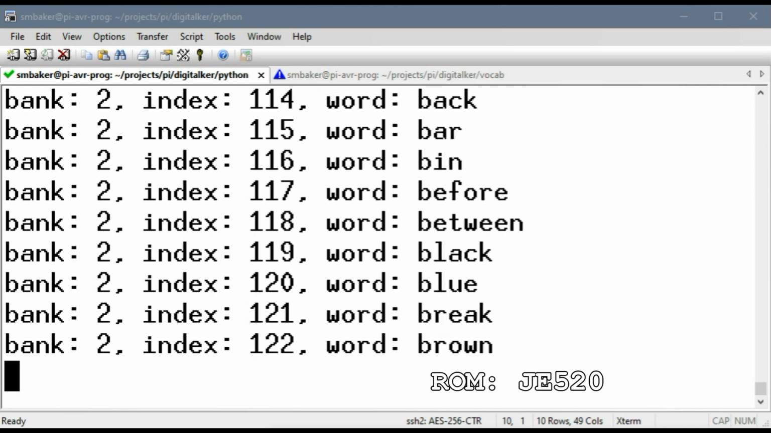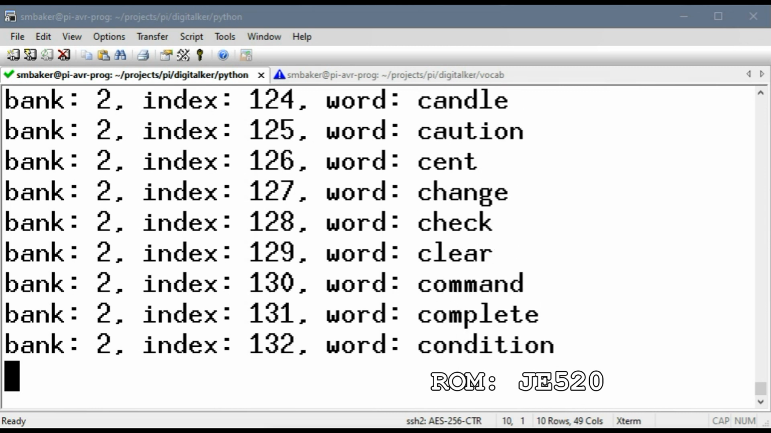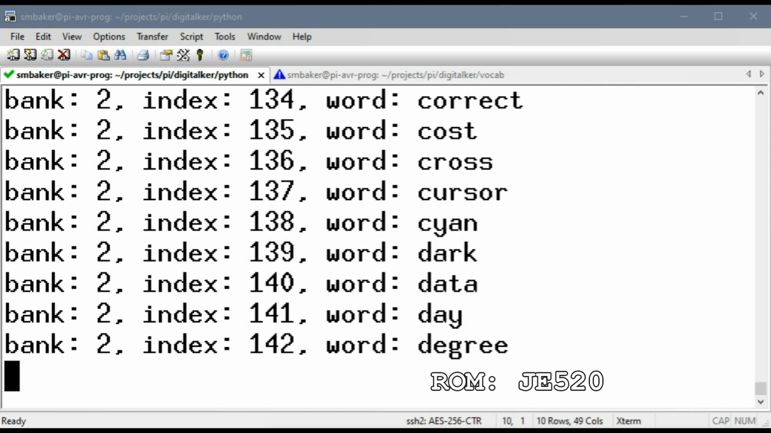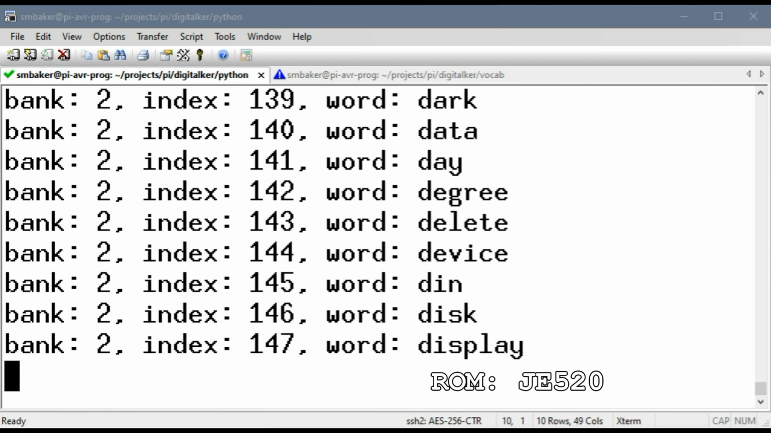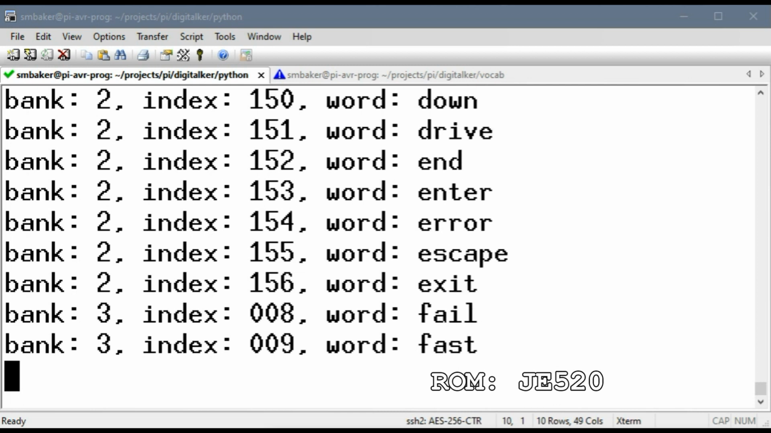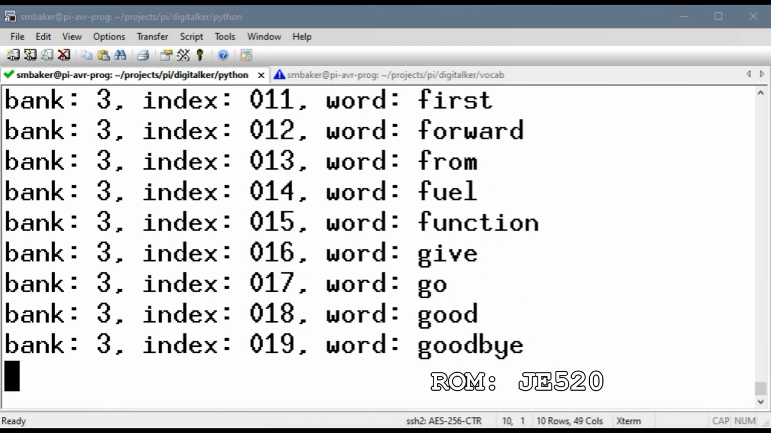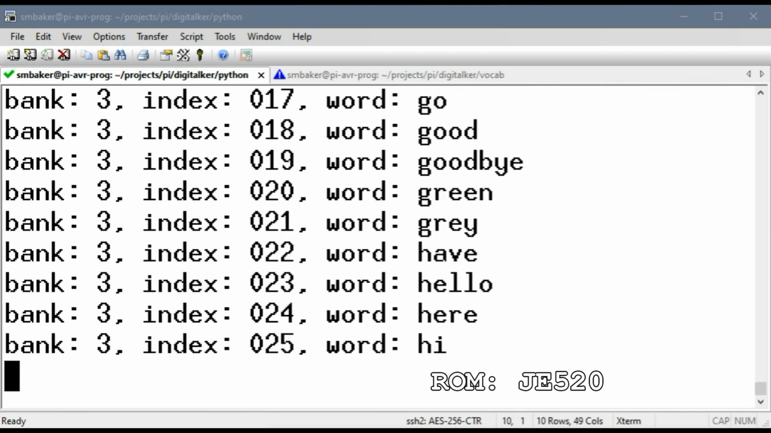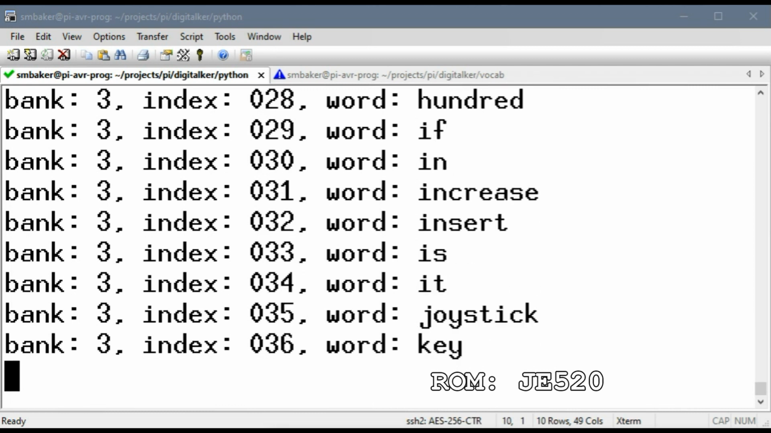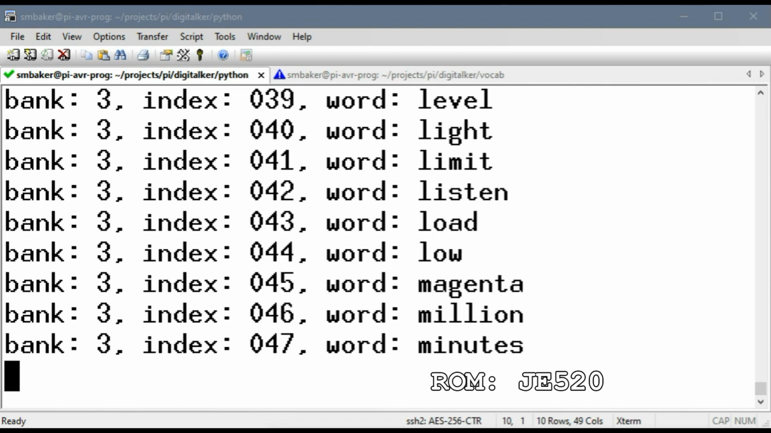Black, blue, break, brown, by, cancel, caution, sent, change, check, clear, command, complete, condition, control, correct, cost, cross, cursor, cyan, dark, data, day, decrease, delete, device, did, disk, display, don't, door, down, drive, end, enter, error, escape, exit, fail, fast, fire, first, forward, from, fuel, function, get, go, good, goodbye, green, gray, have, hello, here, high, hit, hour, 100, if, in, increase, insert, is, it, joystick, key, last, left, level, right, limit, listen, load, low, magenta, million, minute, miss, more.